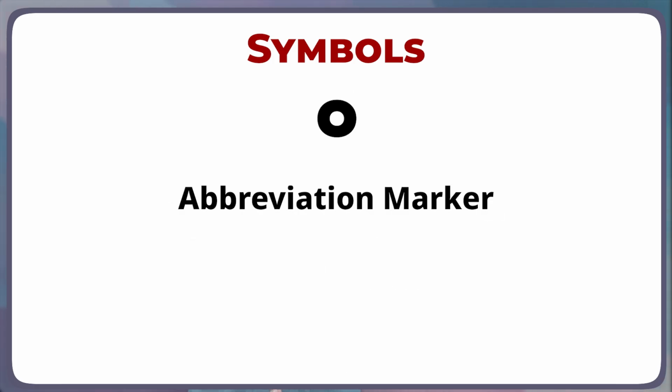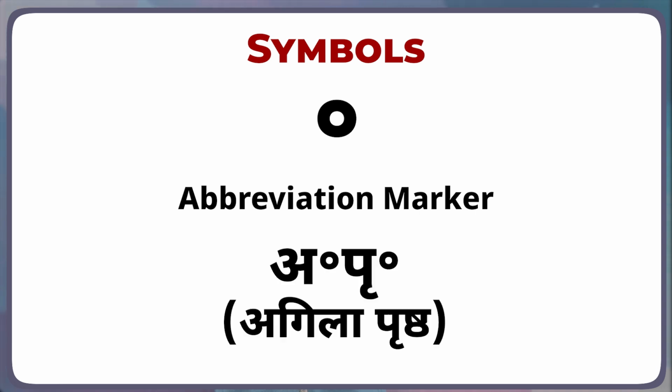The abbreviation marker is a dot or a small circle. Use of abbreviation is not very common in Maithili, but if used, we can use the abbreviation marker this as in O.P. So it would mean something like Agila Prist.